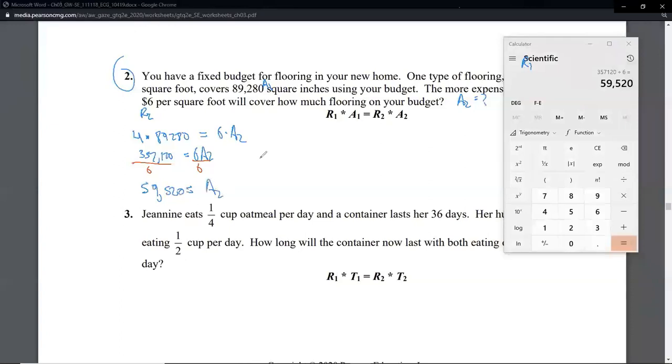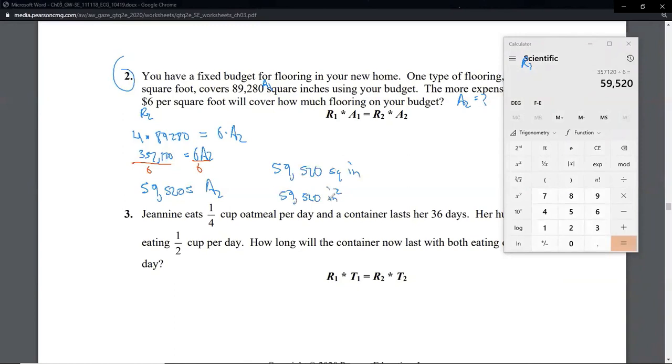That's our A2, but don't just say that's the answer. 59,520 is not the answer. What was the first area measured in? It was measured in square inches, so this is in square inches. So it's 59,520 square inches, or you can go 59,520 inches squared like that.